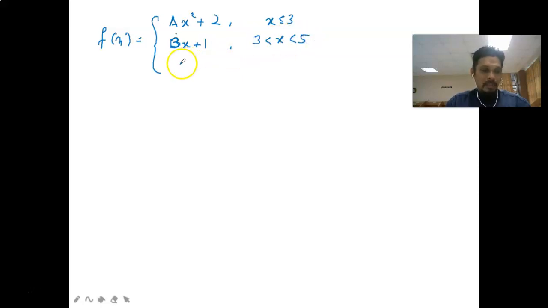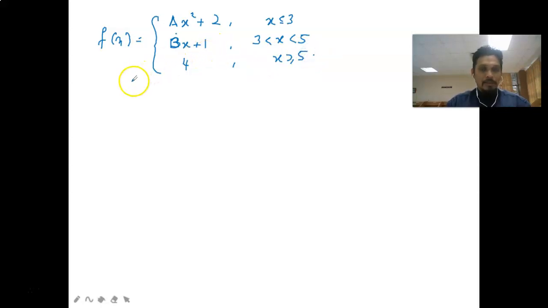Okay, we rewrite the question again. So this is the function f(x). We have ax squared plus 2 for x less than or equal to 3. Then we get bx plus 1 for x lying in between 3 and 5, and then equal to 4 for x greater than or equal to 5.